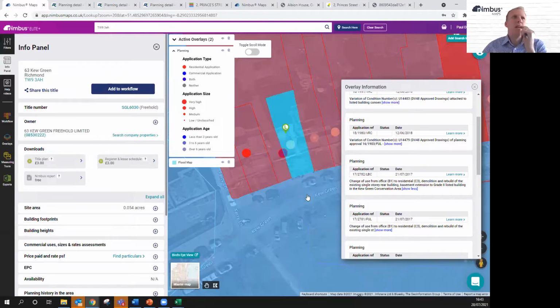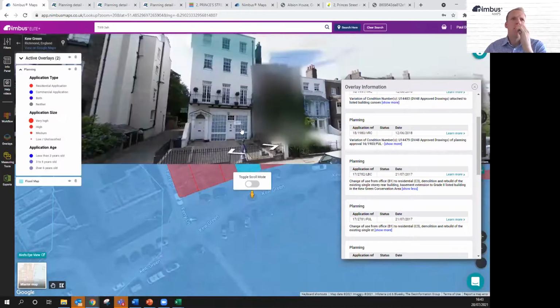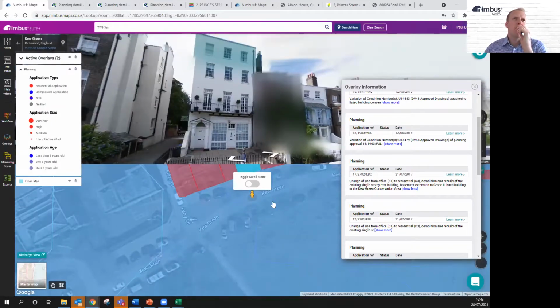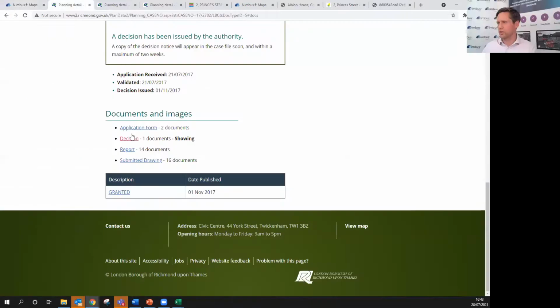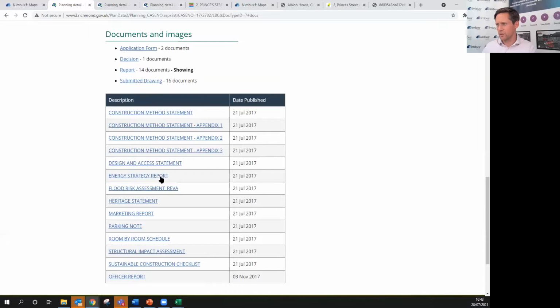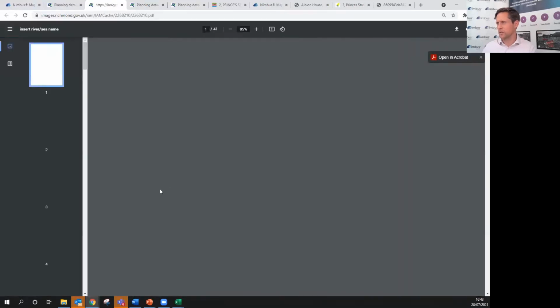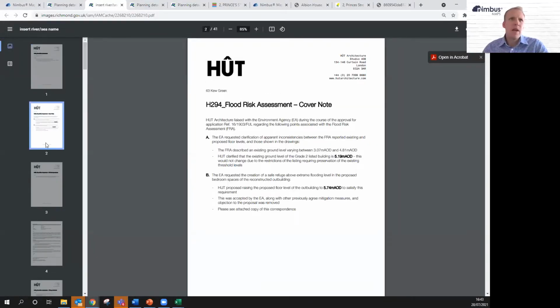I'm just having a look at the flood risk assessment on that one, so I'll see if it mentions anything quickly on this. Yeah, that's kind of interesting, isn't it? There's a flood risk assessment there. They basically just said that the existing ground floor level would remain the same, and therefore required preservation of the existing threshold levels. And this was accepted by the EA along with the previously agreed mitigation measures.